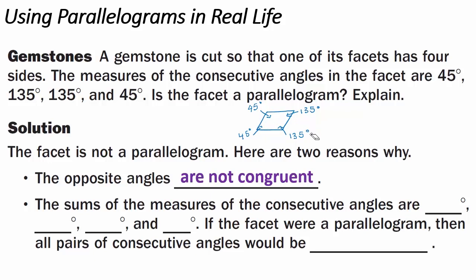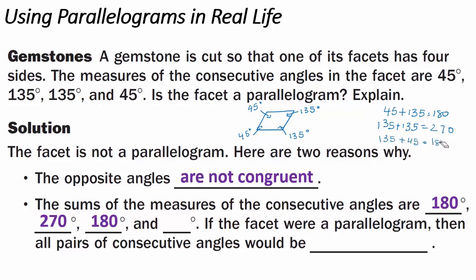The second reason why is the sum of the measures of the consecutive angles should be 180. So if you add up 45 plus 135, you get 180. And then if you add up 135 plus 135, you get 270. And then going 135 plus 45, you get another 180. And then 45 plus 45, you get 90. But we know from Theorem 6.4 that each one of these consecutive angles has to add up to 180 degrees, and that's not what we're getting. So if the facet were a parallelogram, then all pairs of consecutive angles would be supplementary.